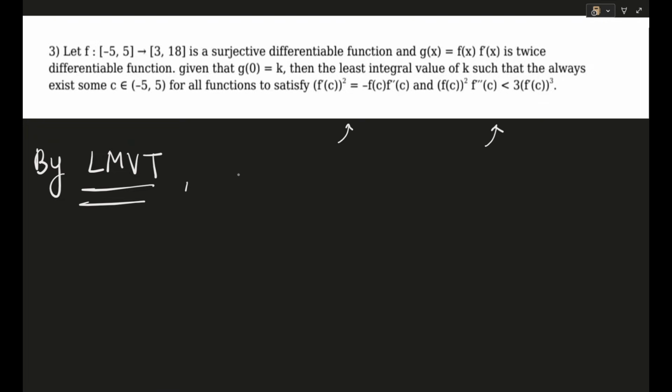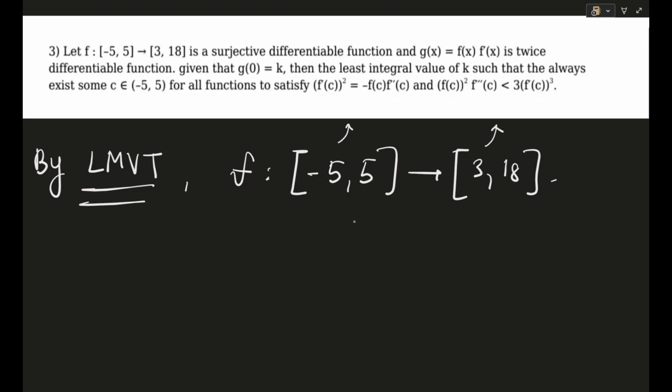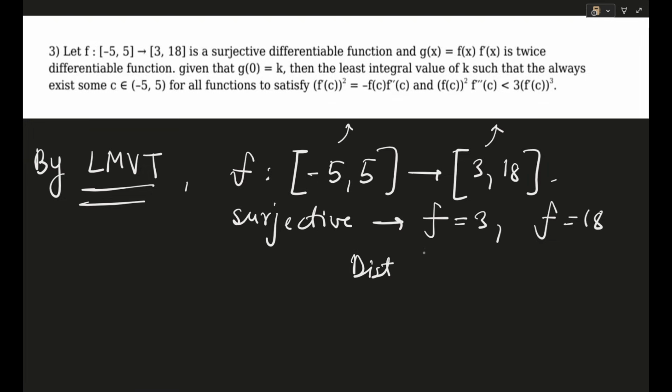So first thing is f is mapping from minus 5 comma 5 to 3 comma 18. That means that, like it is given, this is a surjective function. So what does it mean? Basically it means that somewhere in between minus 5 comma 5, f will be equal to 3 and f will be equal to 18. Now if you find out the distance between the endpoints, I'm writing it as ep, it is something that is less than or equal to 10.